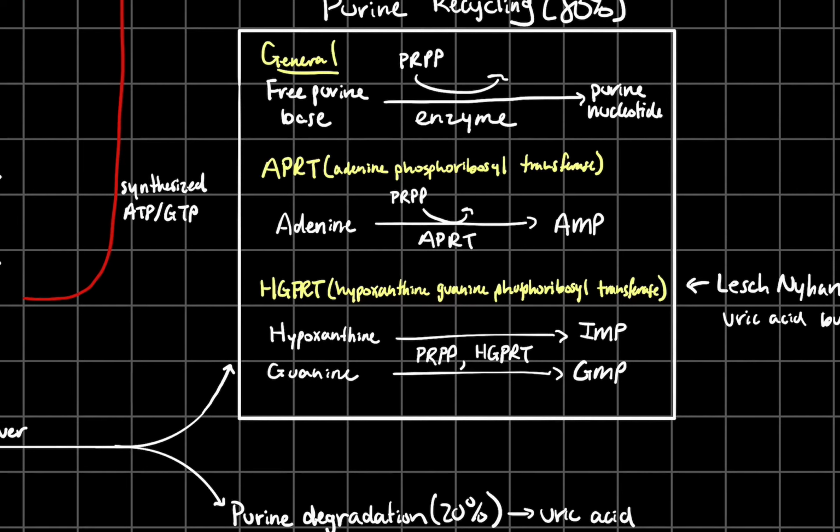And then for HGPRT, it's going to be called hypoxanthine-guanine phosphoribosyltransferase. And that makes sense because you're going to take hypoxanthine and you're going to take guanine. It works for both, and it's going to add a phosphate group onto the ribose sugar. So it's going to go through this pathway with PRPP, and it's going to synthesize your IMP, which remember has the hypoxanthine on it, and then the GMP as well.